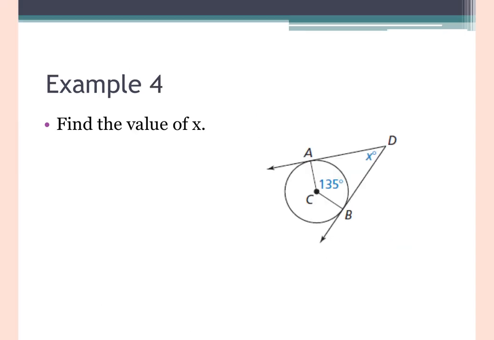Okay, last one. What do we do here? Just 180 minus 135. Good. This is our shortcut because that's the exterior and this is your circumscribed angle and this is your central angle. So 180 minus 135 gives you 45.